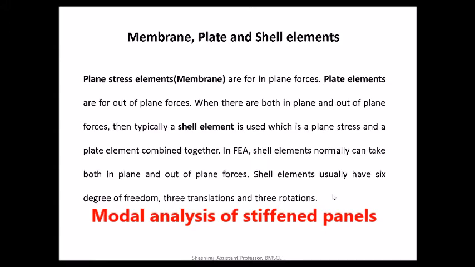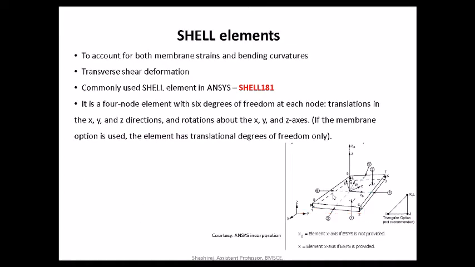Shell elements usually have 6 degrees of freedom, 3 translations ux, uy, uz, and 3 rotations, rotation x, rotation y, and rotation z. In ANSYS, the commonly used shell element is called shell 181, which is available in both quadrilateral as well as triangular option as shown in the sketch.